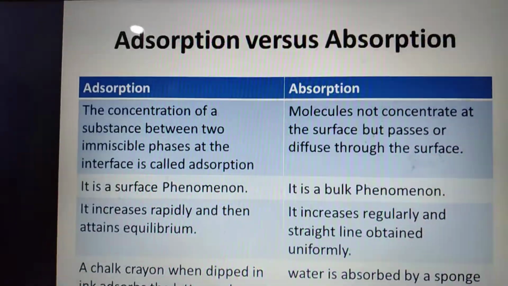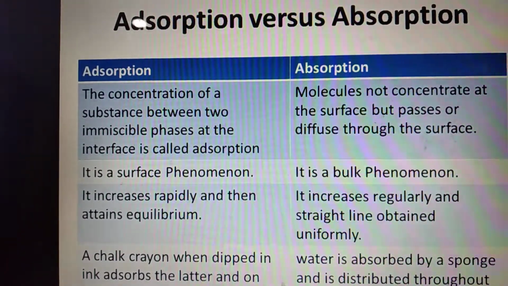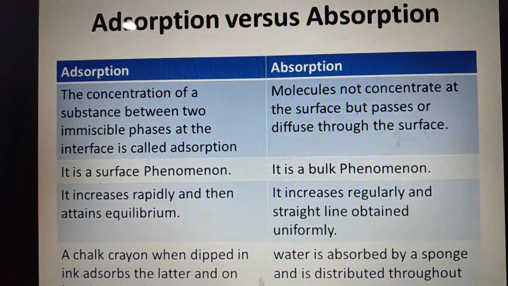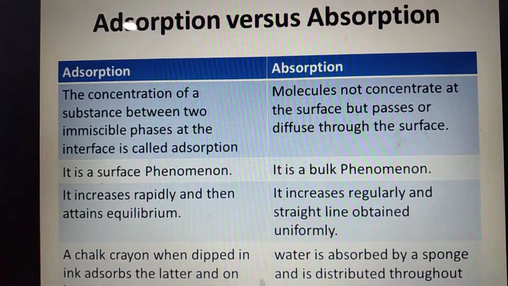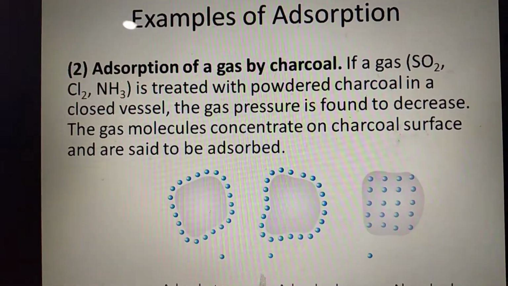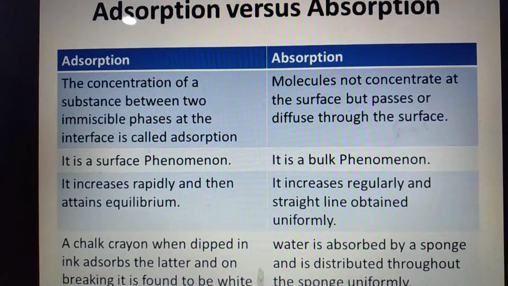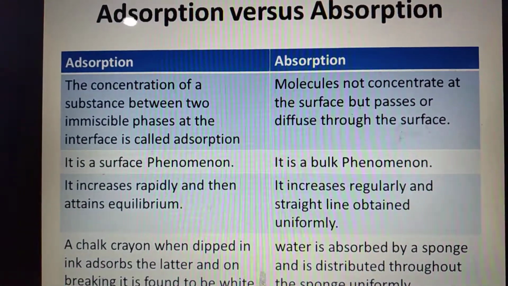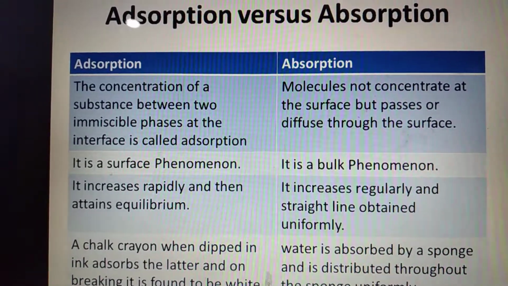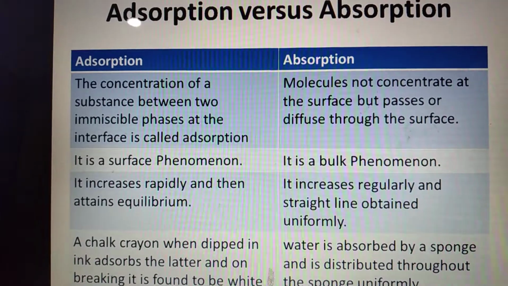Similarly, there is a difference between adsorption and absorption. The concentration of a substance between two immiscible phases at the interface is called adsorption, while in absorption, molecules do not concentrate at the surface but pass or diffuse through the surface. Here in the second case, on the right-hand side, it is an absorbed surface. So adsorption is a surface phenomenon, while absorption is a bulk phenomenon. Adsorption increases rapidly and then attains equilibrium, while absorption, being a bulk phenomenon, increases regularly and a straight line is obtained uniformly.